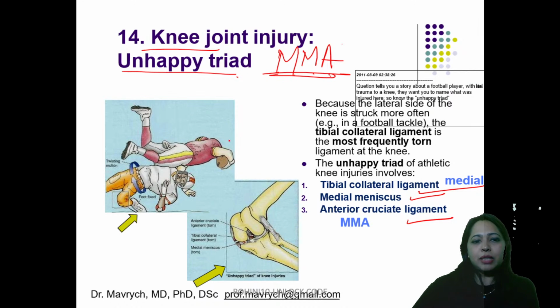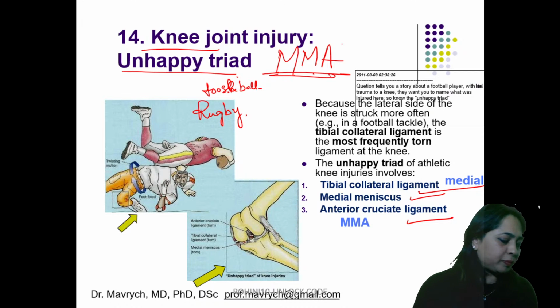What this game is, this is like rugby or foosball, or foosball it is called.